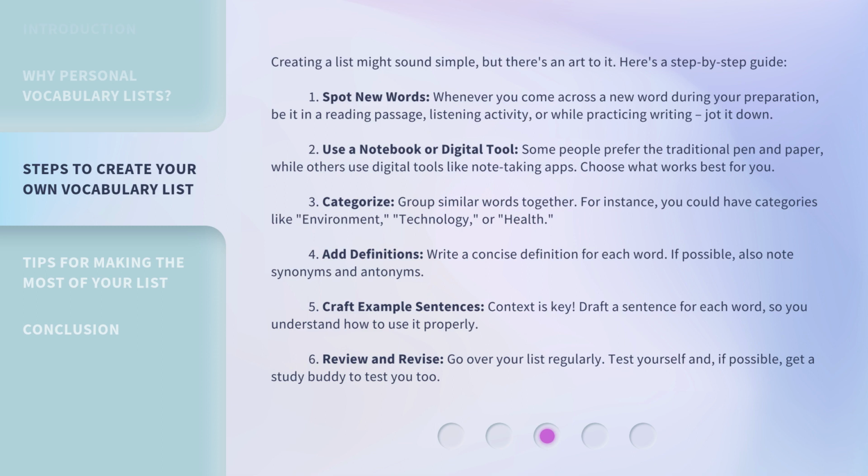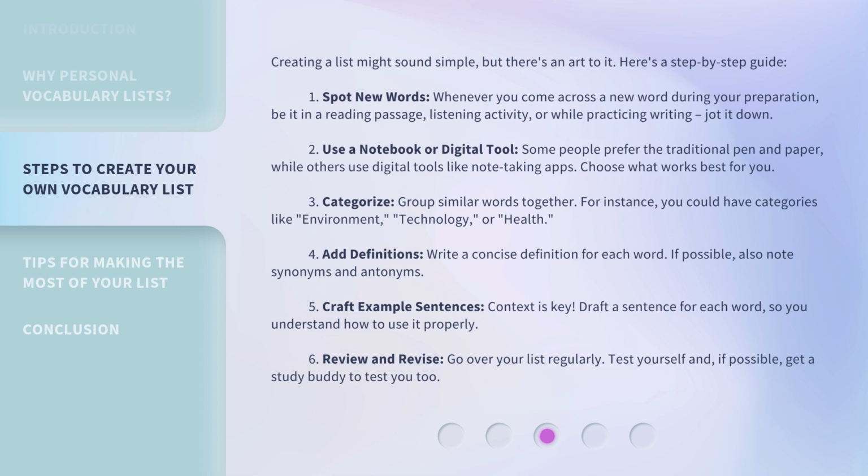2. Use a notebook or digital tool. Some people prefer the traditional pen and paper, while others use digital tools like note-taking apps. Choose what works best for you. 3. Categorize. Group similar words together. For instance, you could have categories like environment, technology, or health.